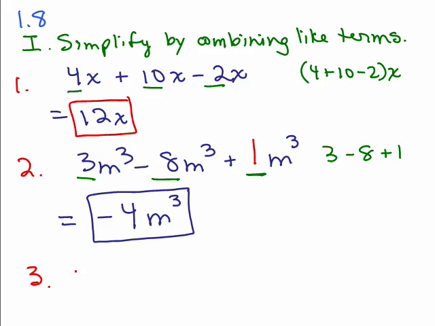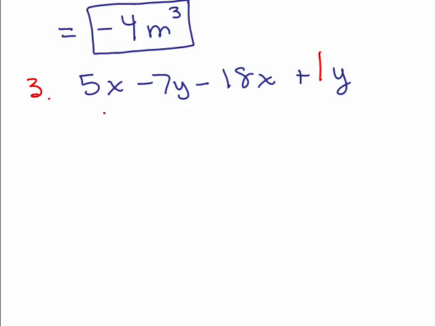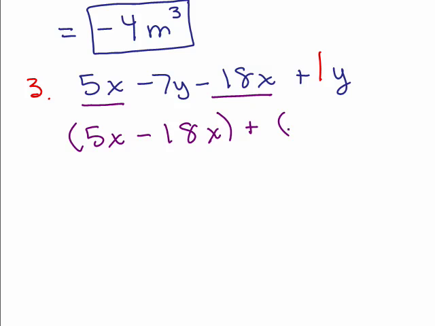All right, number 3. We have 5x minus 7y minus 18x plus y, right? Notice the last term here, y, again, does not have a coefficient that you can see, which means the coefficient is 1. All right, well, for this problem here, we have 2 different variables to deal with. So the like terms, we have the x terms, which is the 5x and the negative 18x. So I could kind of group those together if you want. Plus, and I could group the y parts together, the negative 7y plus the 1y.